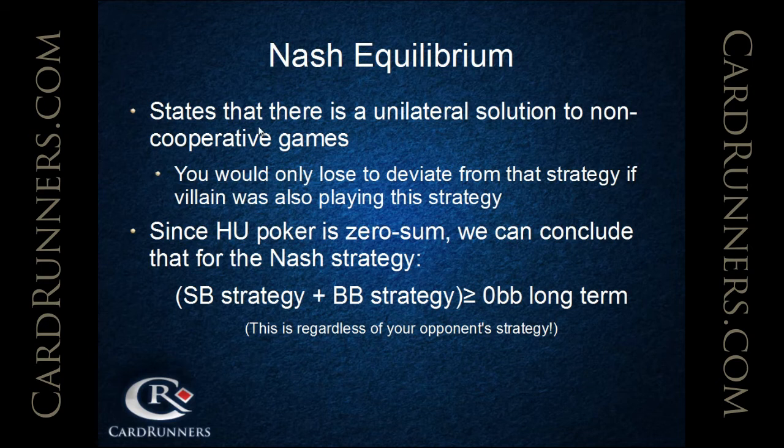It's really good to be picky on the definitions when you come to overarching things like these, so that non-cooperative games, obviously poker is, unless you're cheating with a friend. And a unilateral solution means that you would only lose to deviate from that strategy if your villain or villains were always playing the same strategy. So if you're two players and the other guy is playing the Nash Equilibrium strategy and so are you, then if you deviate, you're going to lose by default. You can't win more, and you probably can't have the same results from deviating from it.